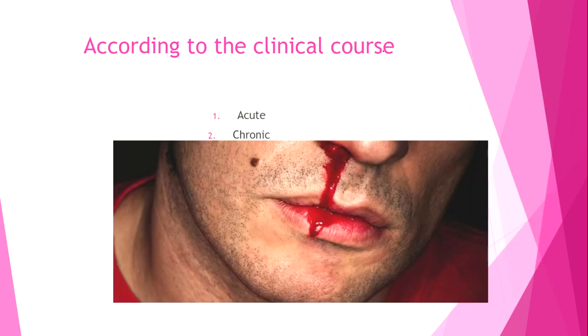According to the clinical course, we may deal with acute or chronic hemorrhage. When we talk about acute hemorrhage, we completely understand it. We have trauma, we have injury, we have acute bleeding. But what do we mean when we talk about chronic hemorrhage? I give you 5 seconds to understand what it means.